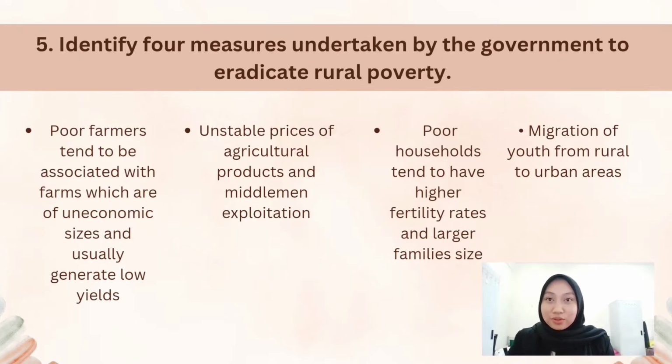Next, question number 5. Identify 4 measures undertaken by the government to eradicate rural poverty. Okay, number 1 is poor farmers tend to be associated with farms which are of uneconomic size and usually generate low yields. Number 2 is unstable price of agriculture products and middleman exploitation. Number 3 is poor households tend to have higher fertility rates and larger family size. Number 4, the last one, is migration of youth from rural to urban areas.